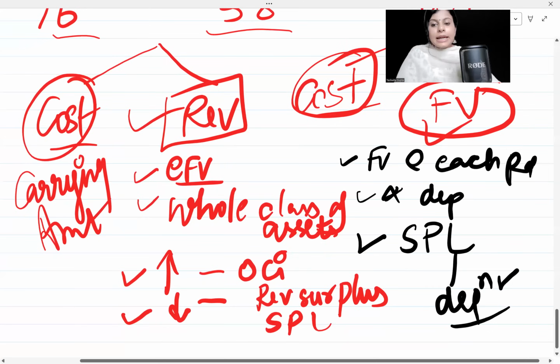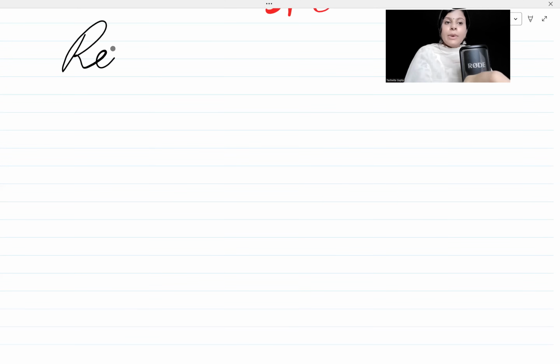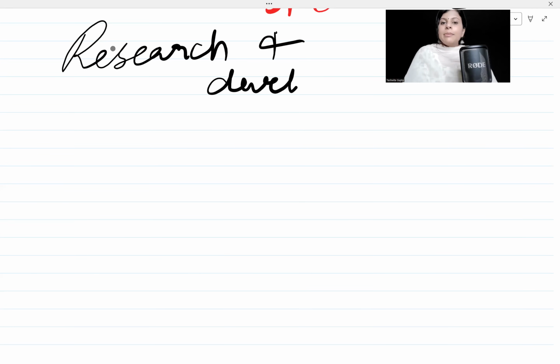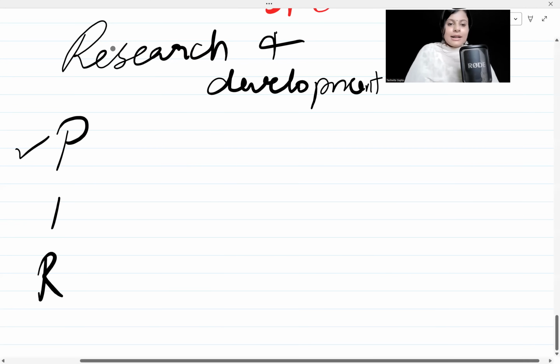Now in IAS 38, we also have one more thing, that is the difference between research and development in intangible assets. For this, we apply PIRATE. PIRATE is P-I-R-A-T-E.